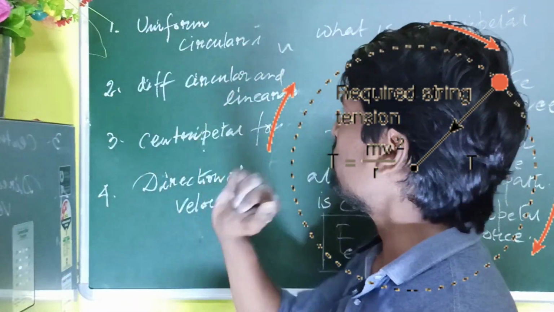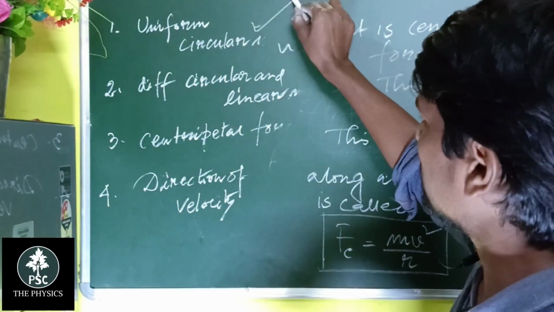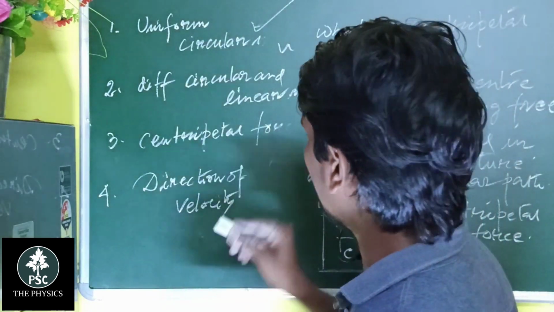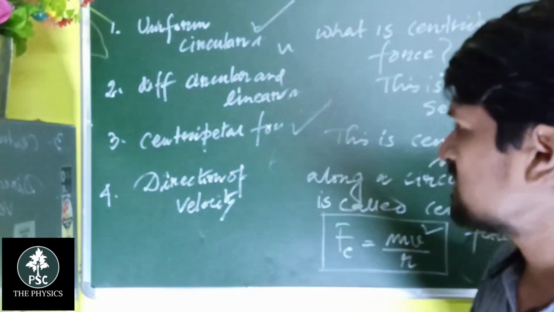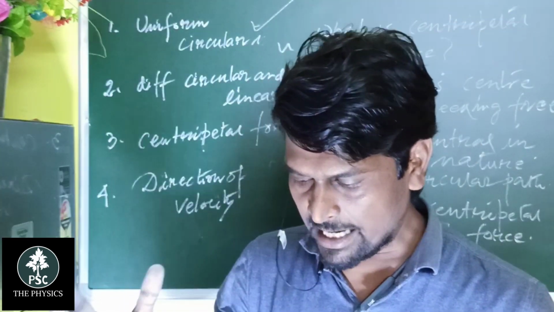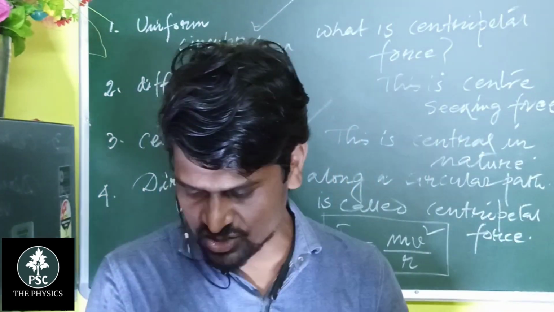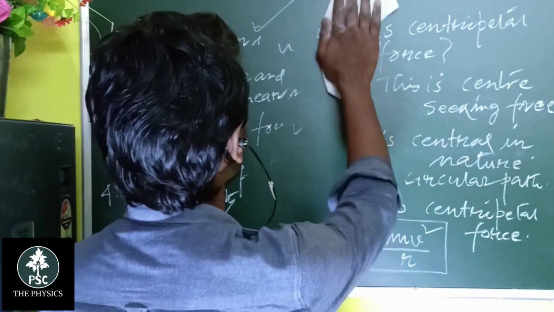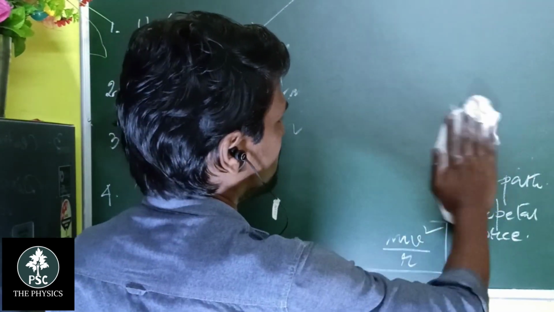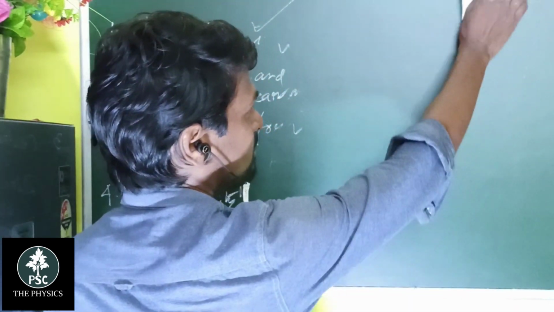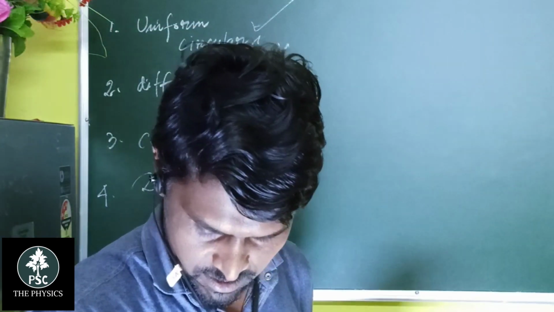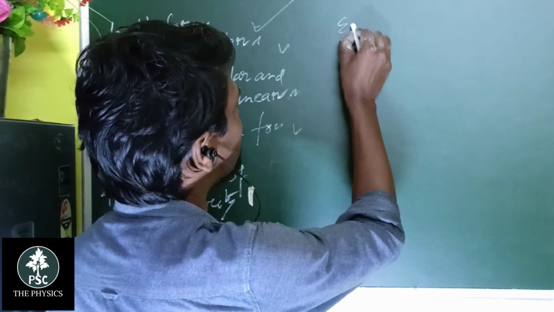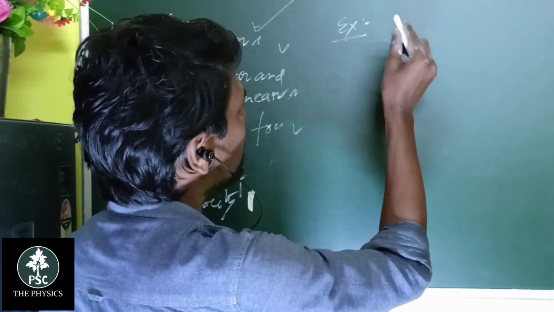And first, what is uniform circular motion? We know what uniform circular motion is, and the second and the third are also completed, that is, what is centripetal force. And we can complete the example, and then we will know the difference between circular motion and linear motion, uniform linear motion.